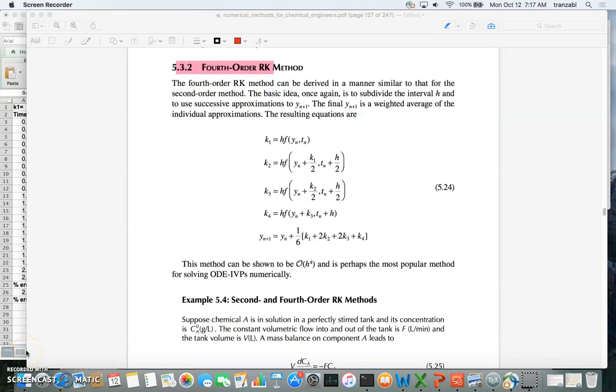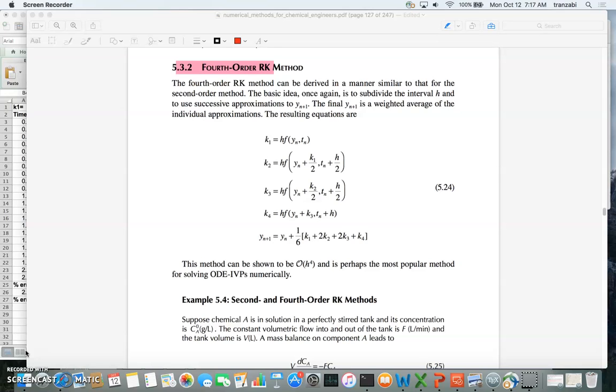Hello everyone, in this video I'll be talking about the fourth order RK4 method. In the last video we covered RK2. In this section we're going to talk about RK4, which is very similar to RK2. The only thing is the accuracy: RK4 is actually fourth order, RK2 is second order, and that's where the 2 and 4 come from.